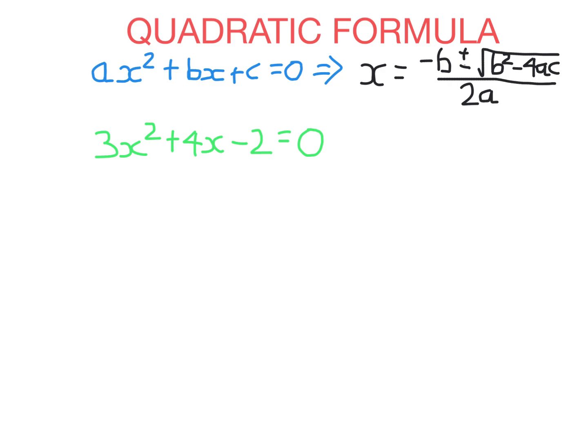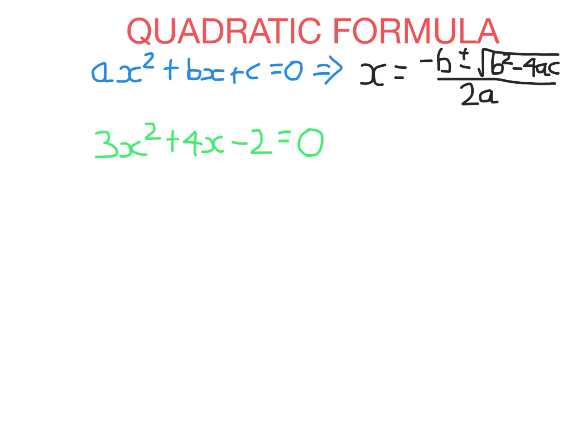Just like when we were factorizing to solve quadratic equations, we need to have one side equal to 0. If one side is not equal to 0, you must first make it equal to 0 by rearranging the equation.